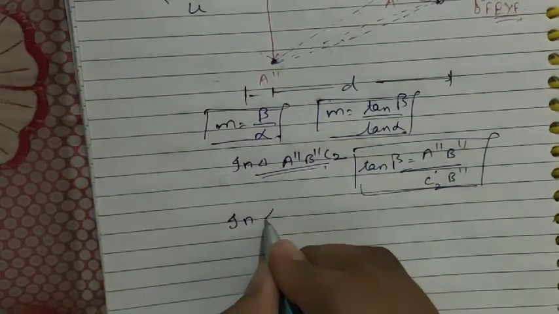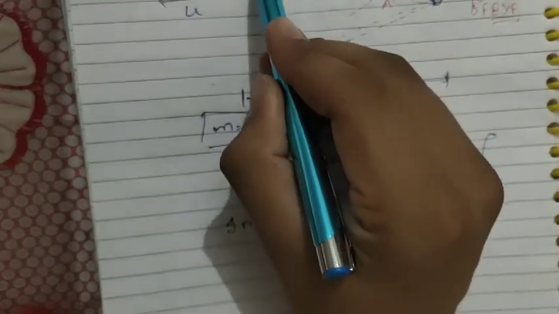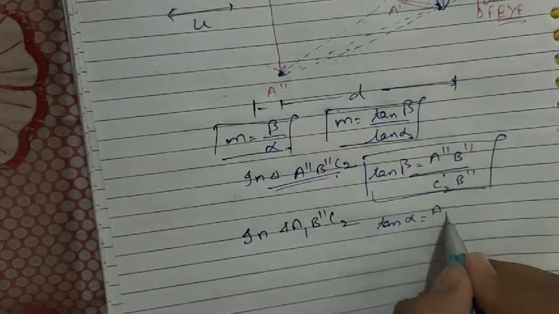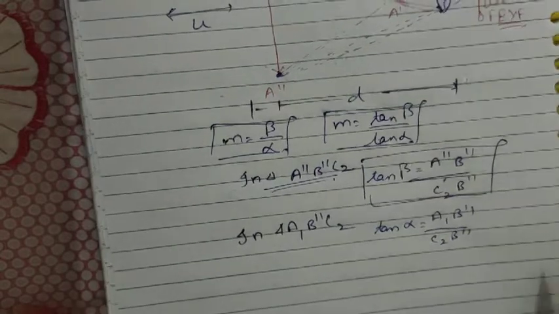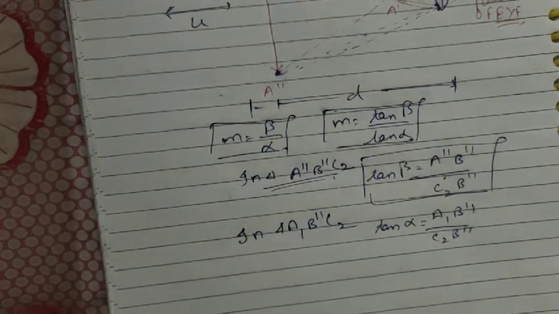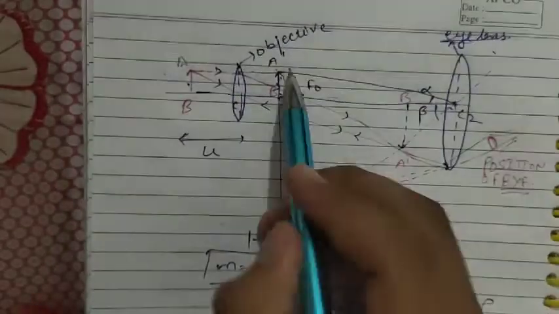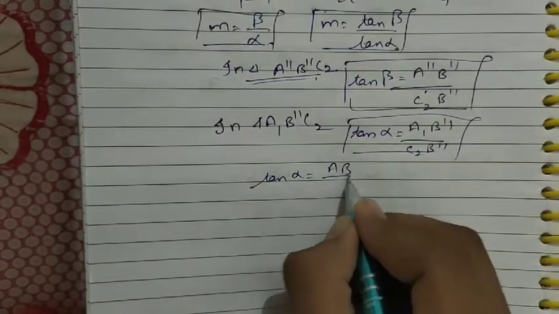Now let's take the triangle A1B double dash C2. Tan alpha is equal to A1B double dash divided by C2B double dash. Also A1B double dash is equal to AB. So tan alpha can also be written as AB divided by C2B double dash.